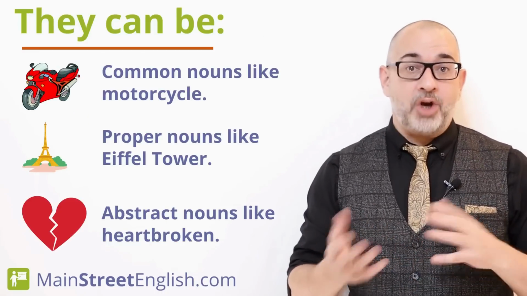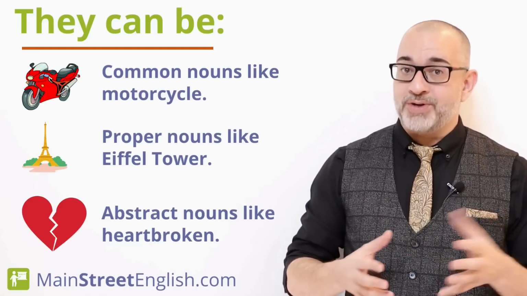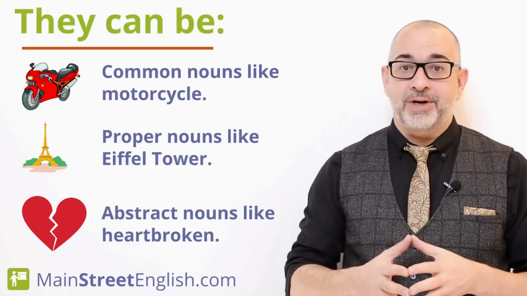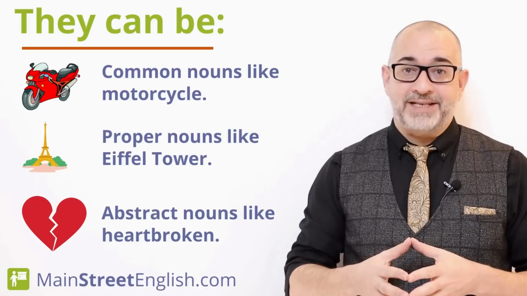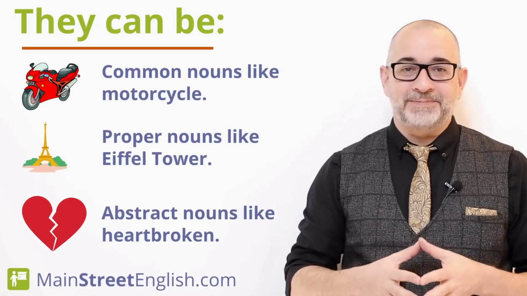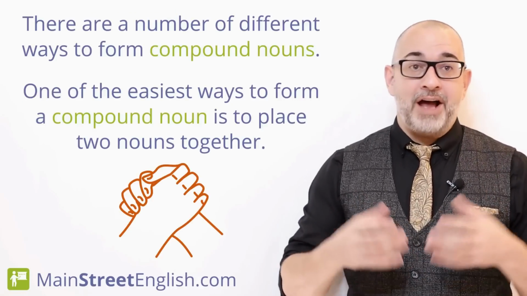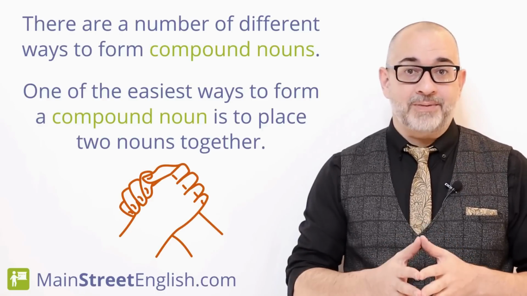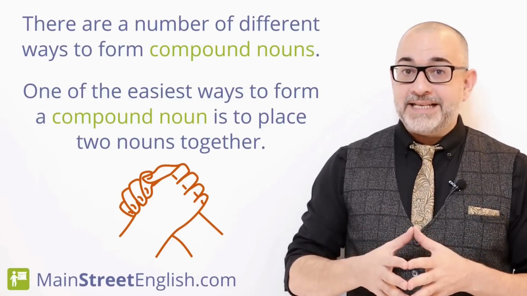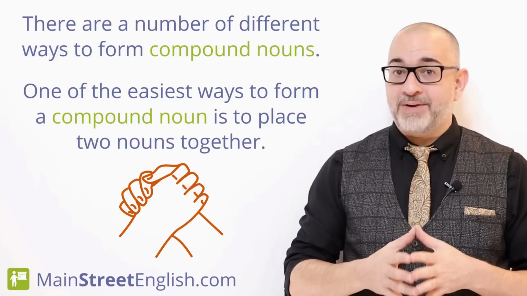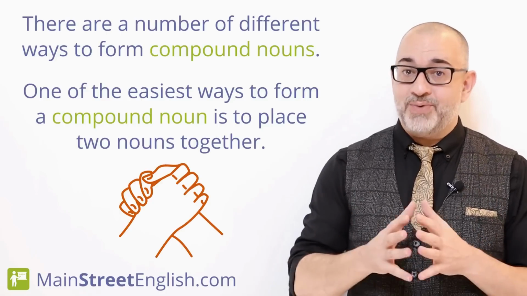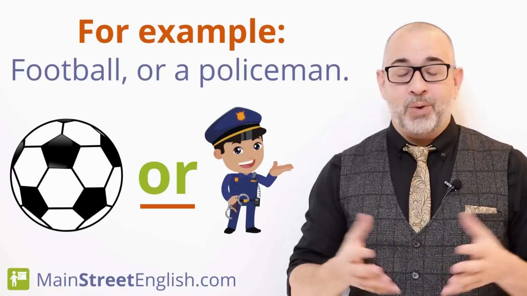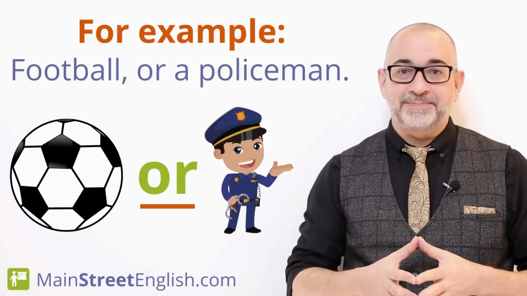They can be common nouns like motorcycle, proper nouns like Eiffel Tower, or abstract nouns like heartbroken. There are a number of different ways to form compound nouns. One of the easiest ways to form a compound noun is to place 2 nouns together. For example, football or policeman.